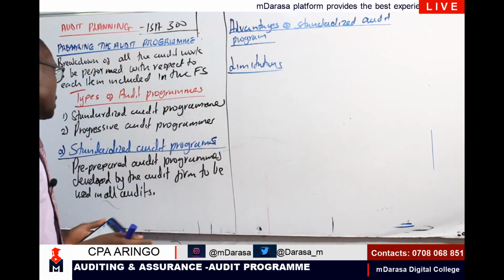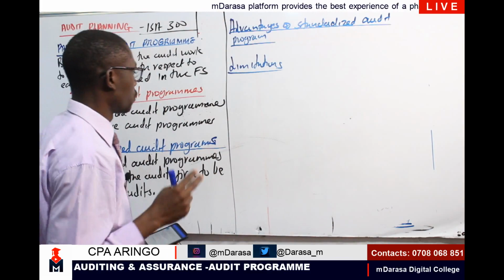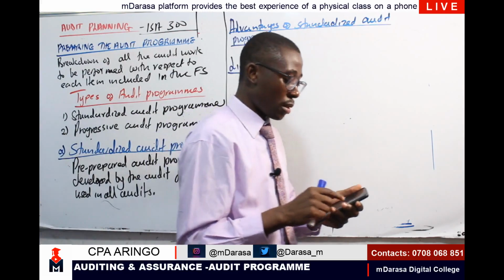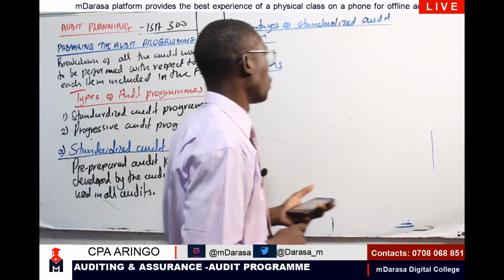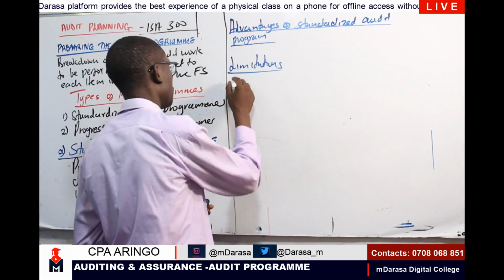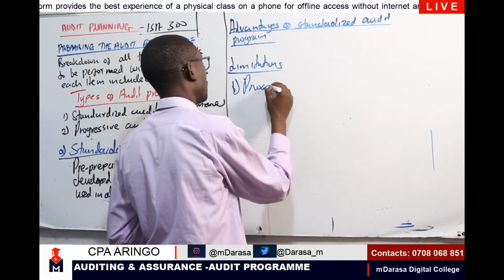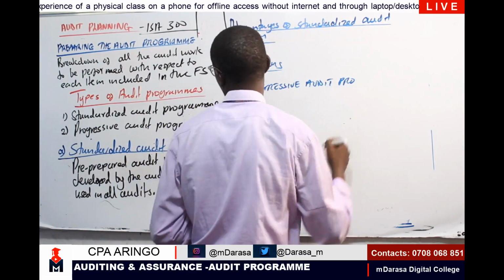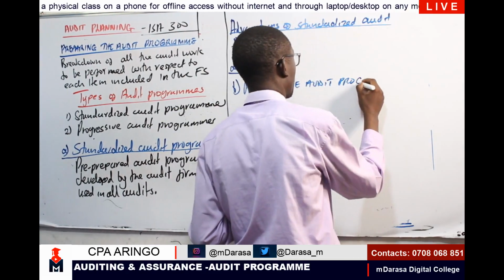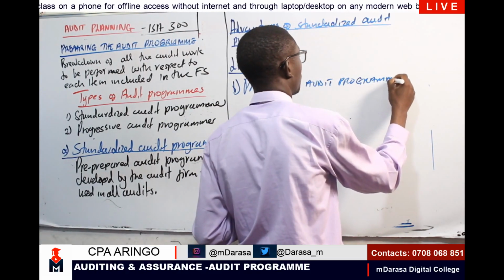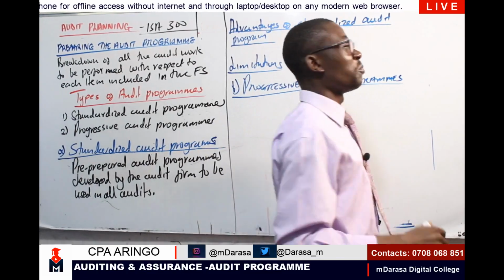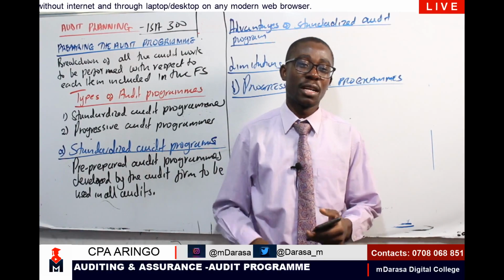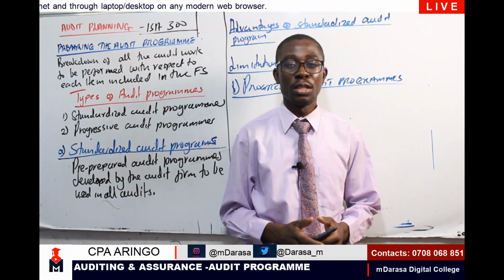Now, that is an aspect of the standardized audit programs. We've talked of two. We said that I'll be talking of the standardized audit program as well as the progressive audit program. So that should take us to number 2 directly, and we'll see what this entails. We'll be talking of progressive audit programs. Because you've understood what standardized audit programs are, it will be very easy for us now to describe what progressive audit programs are.